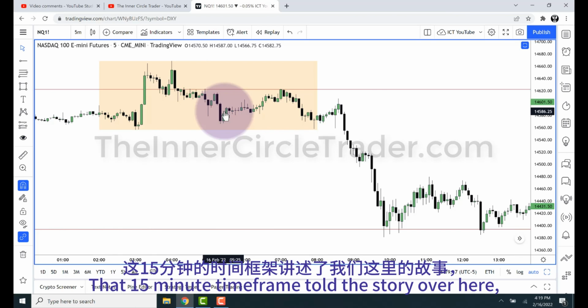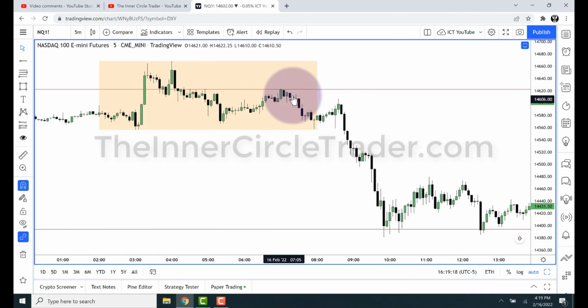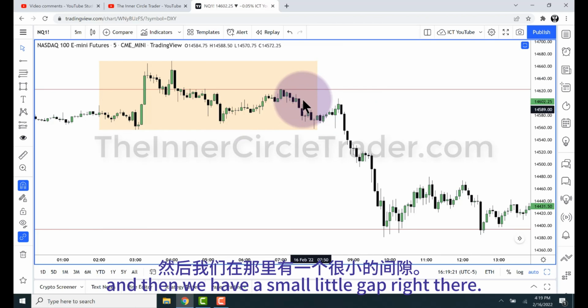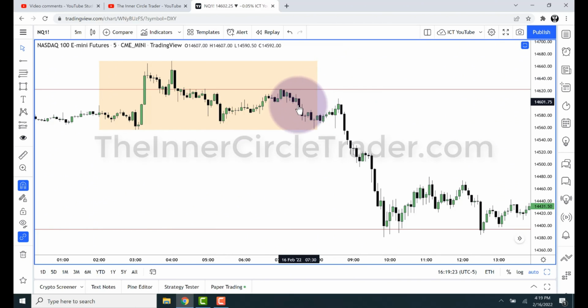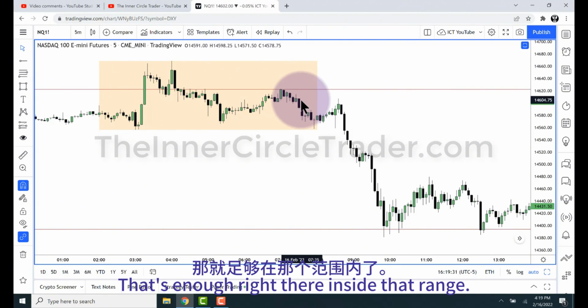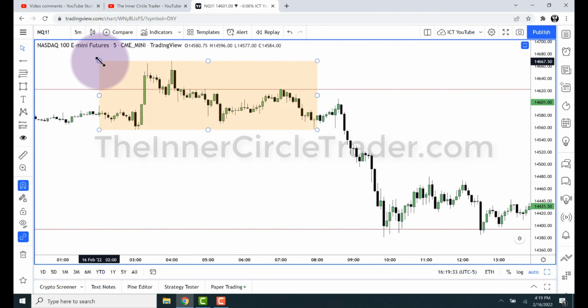That 15-minute time frame told the story over here, right in here. And then we have a small little gap right there. Oh, ICT, come on. Now, remember what the 15-minute time frame looked like? A lot easier to see. That's enough right there inside that range. So let me break it down for you like this.